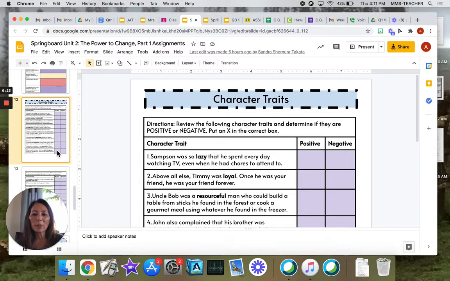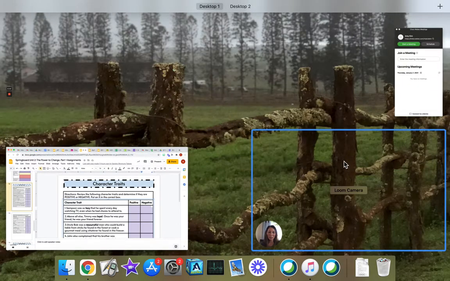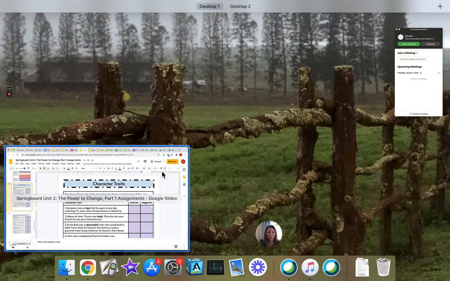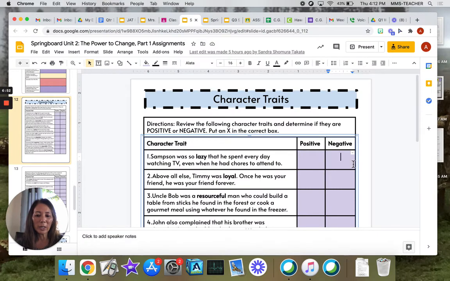So number 1, Samson was so lazy that he spent every day watching TV, even when he had chores to attend to. So the bolded word, lazy, that's the character trait that we're looking at. You need to determine if it's a positive trait or a negative character trait. And we don't like being lazy, so it's definitely a negative. It's definitely a negative character trait. Okay, so we're putting an X in that box.